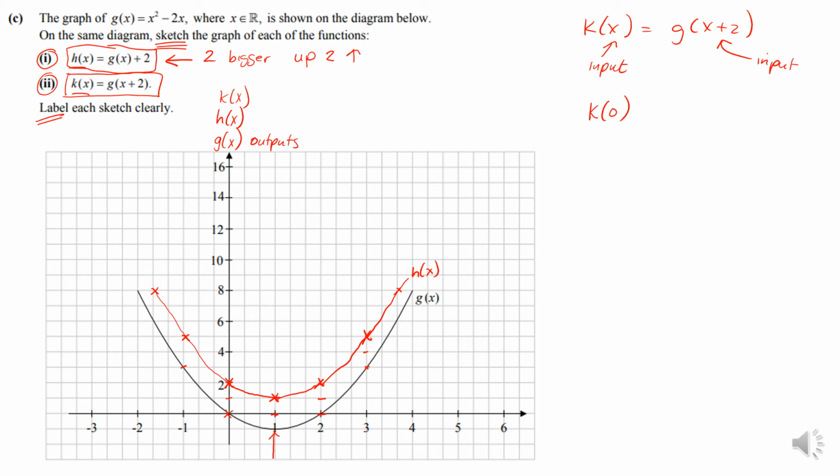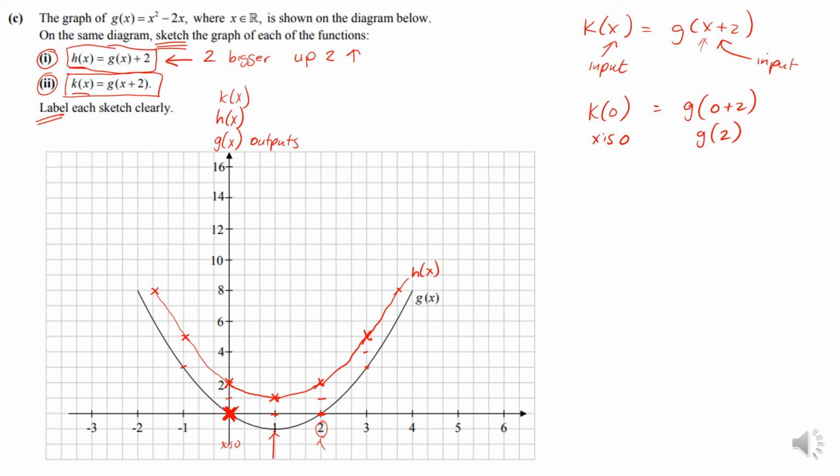So at x is 0 for the function k, it will have the same output as when g has input 2. So what am I doing there? I'm replacing x with 0. Okay, so let's look at g of 2. So here's x value 2. When x is 2, g has value 0. And we translate that back to when x is 0, for k of x, we should have 0 also. So I'm going to just highlight that in larger.